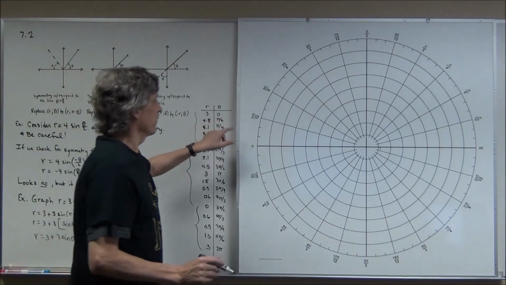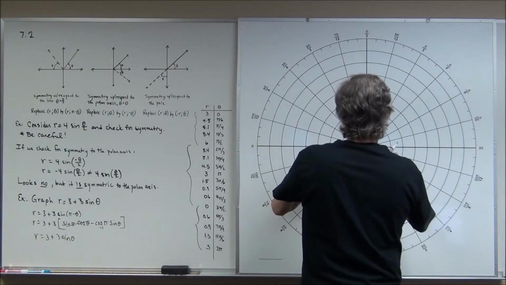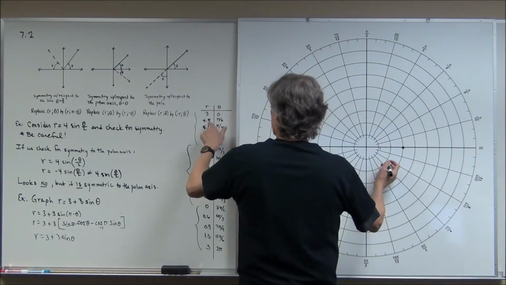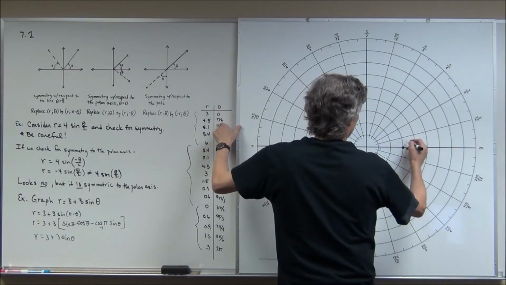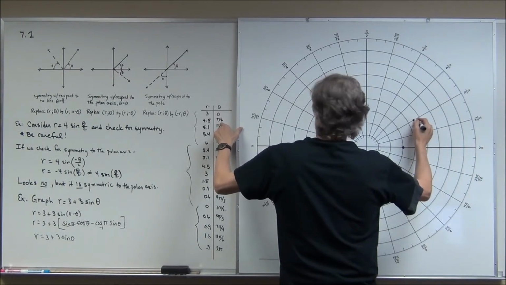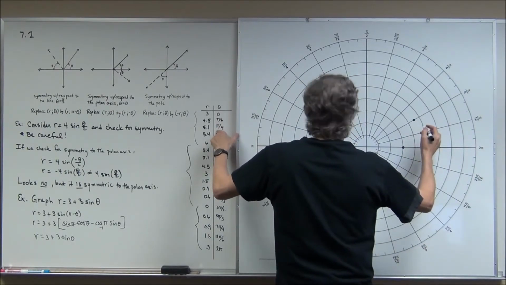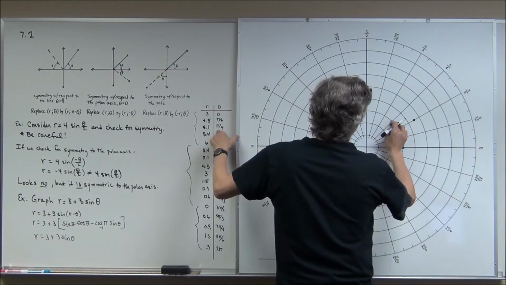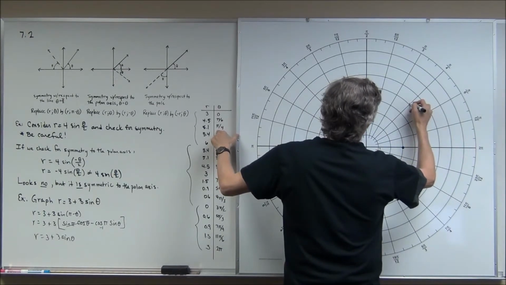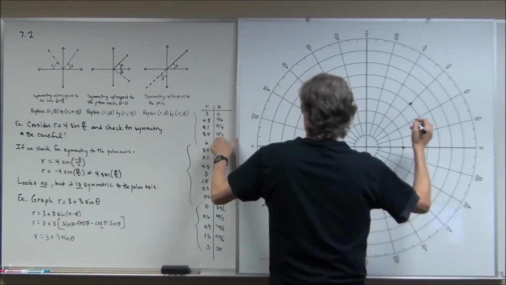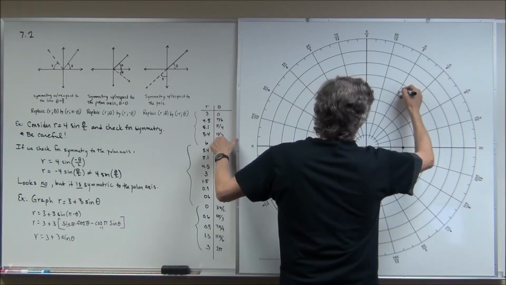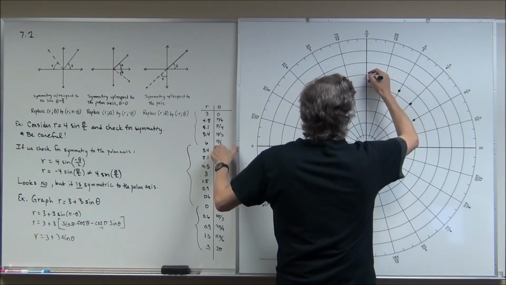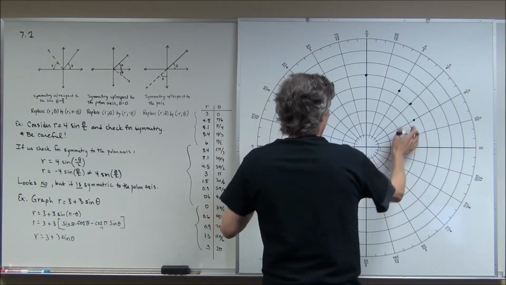Okay, so I'm going to graph 3, 0. Let's see, it'd be right here. I'm going to graph 4.5, pi over 6. I'm going to graph 5.1, pi over 4. Let's see, losing track already. 1, 2, 3, 4, 5.1. I'm going to graph 5.4, pi over 3. I'm going to graph 6, pi over 2. Right up here. Now I have part of my graph here.